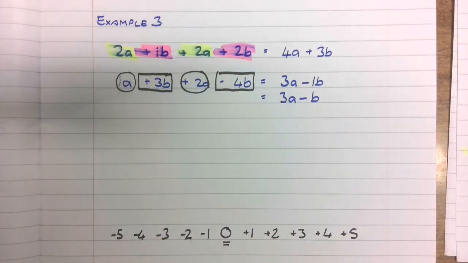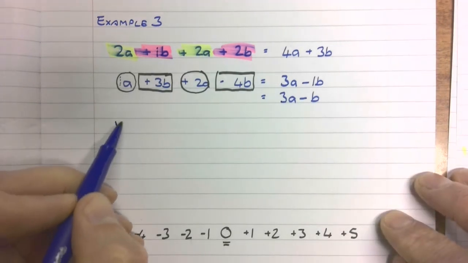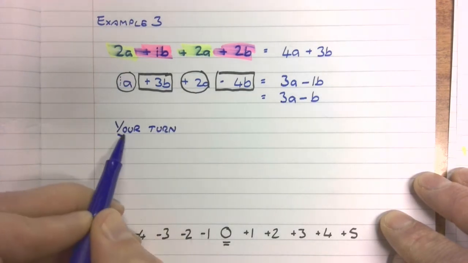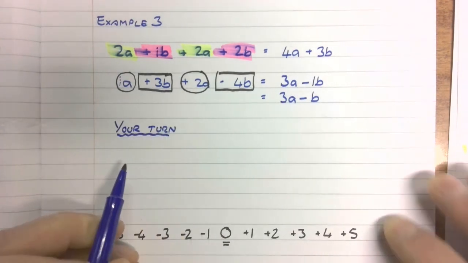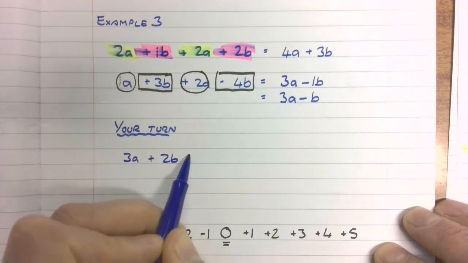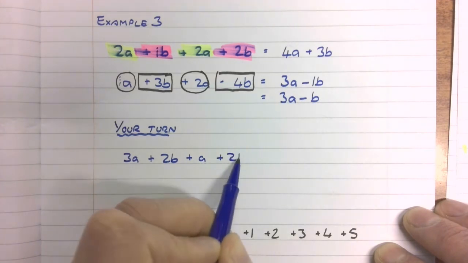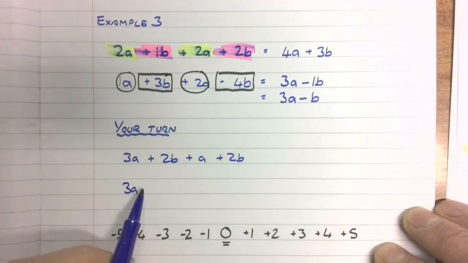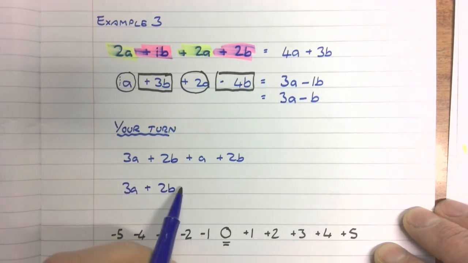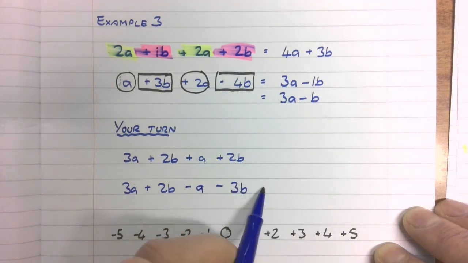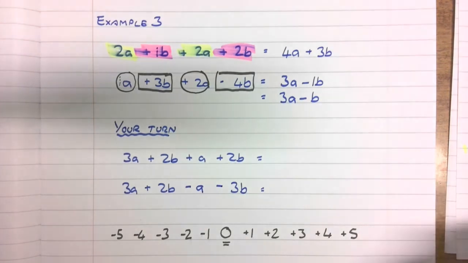Right, so let's do a bit of a your turn then, shall we? Okay, so your turn is going to be 3A plus 2B plus A plus 2B, and the second example, which is a bit more complicated, is that one. Okay, so pause the video, have a go at those, and I'll go through them in a second.